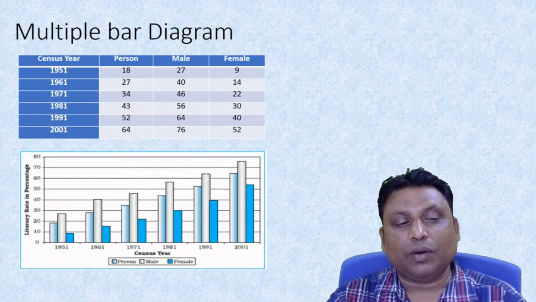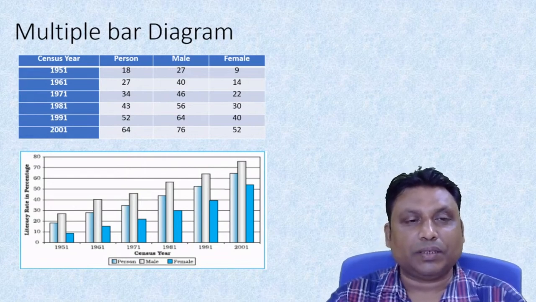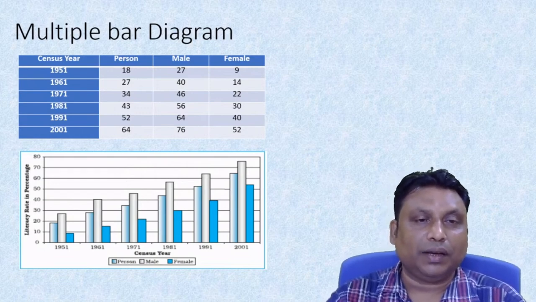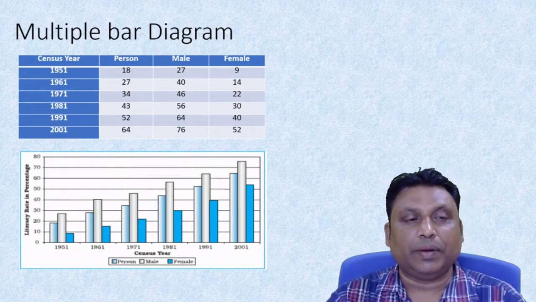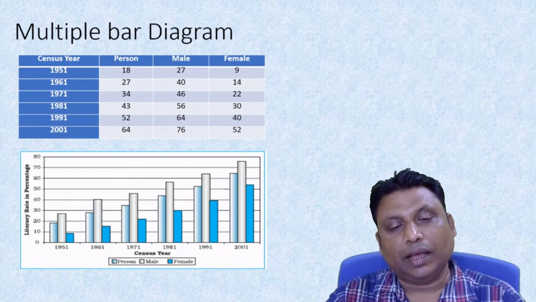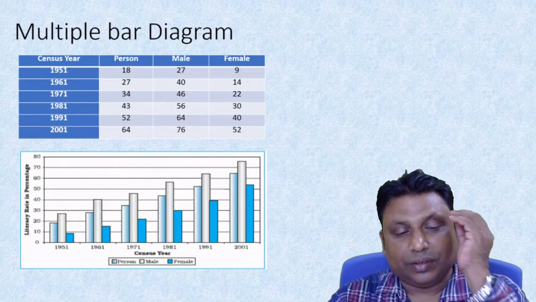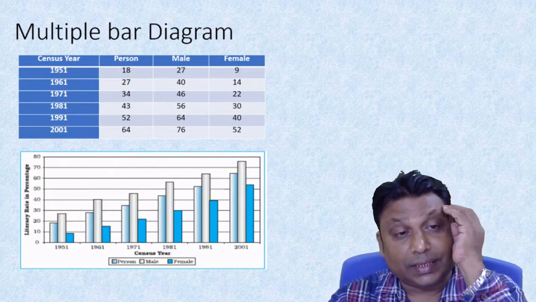So accordingly, when you are taking 1951, you take three bars: first one is person, second one is male, third one is female. Accordingly, for 61 we have to do three, 71 three, 81 three, 91 three, and 2001 also you can take three. And below we have to take the year, because year is on the x-axis, and the y-axis is the person, male and female.